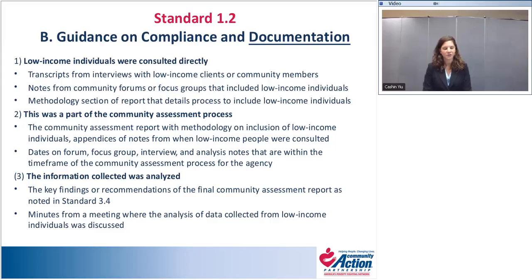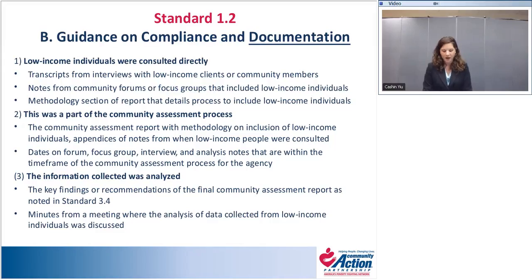The second is about whether this was specifically for the purposes of a needs assessment. Again, you could point to that methodology section of your report. You can include notes from your focus groups or your town halls, and you could have a date on all of those things. Because we're on the 3-year cycle, and I know that some states are utilizing different years for that, having dates on all of this to prove that this is part of the needs assessment you're doing currently would be helpful for the standard as well.